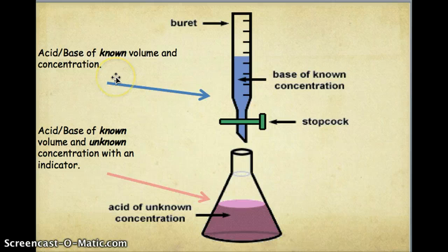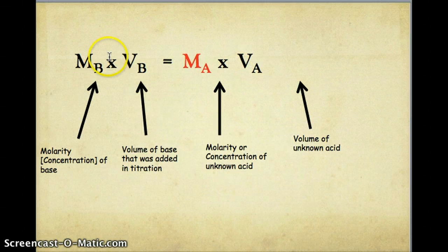Now, what you're gonna do is this. You're going to add base until the color changes to pink. Once it changes to pink, you're gonna stop it. Okay, you're gonna flip the stopcock, and it's gonna stop the water from dripping. Then you're gonna plug in the concentration of the base times the volume of the base that you used up. How much base did you use up to neutralize this? And that's going to equal this, which is what you're trying to find, and the volume of the acid, which it tells you on the flask what that value is.